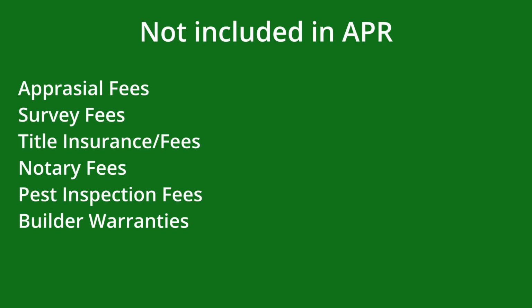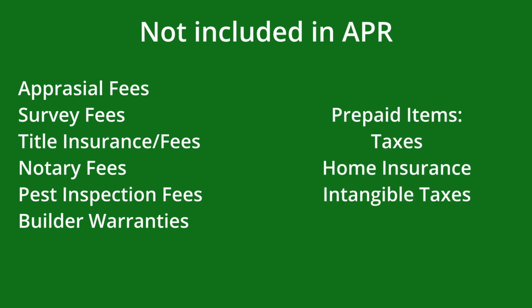Now, there are also other types of fees when it comes to mortgages, and the ones I'm going to be talking about next are generally not included in APR. Appraisal fees, survey fees, title insurance and fees for the title, notary fees, pest inspection fees, builder warranties, and prepaid items on escrow balances such as taxes or home insurance. There's also something called intangible taxes that are not included.